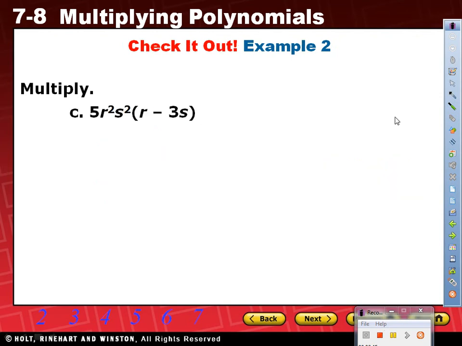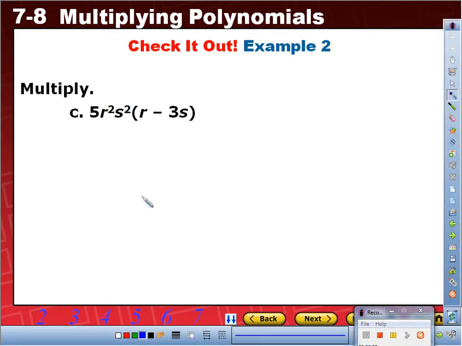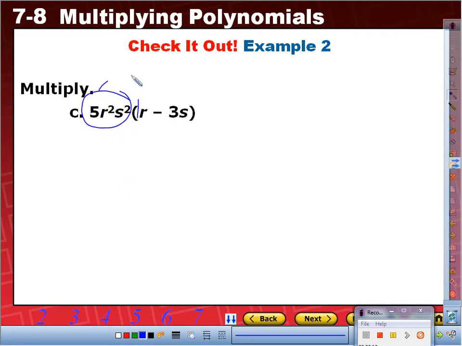There it is. See if you can do that one by yourself this time a little bit faster. Here we go. So, the first term is r. The second term is negative 3s. If you still get confused, just make sure you write the coefficient of r, which is what? 1. So, here's my factor. I'm going to distribute. 5 times 1, 5. R squared times r, r cubed. Do we have an s in this term? No, we just write s squared. We carry that one over, right?